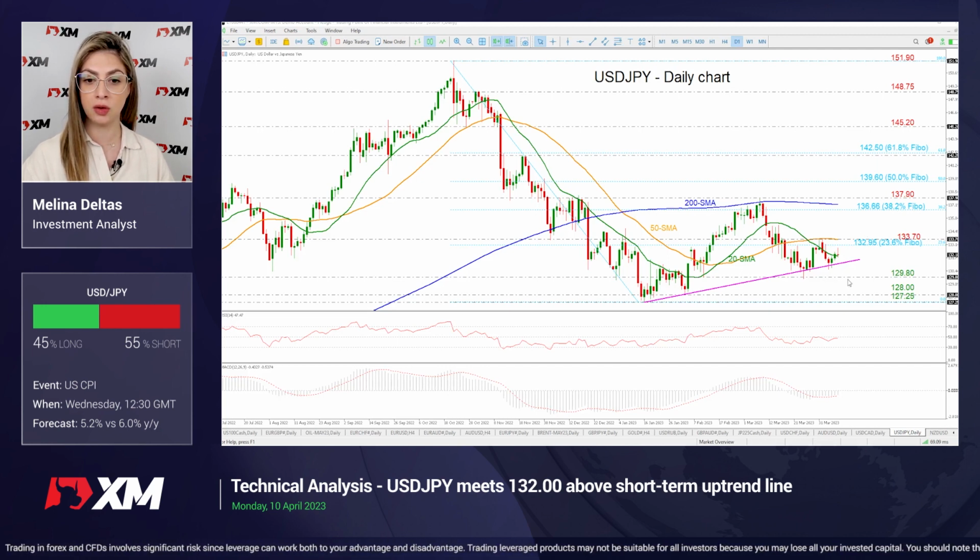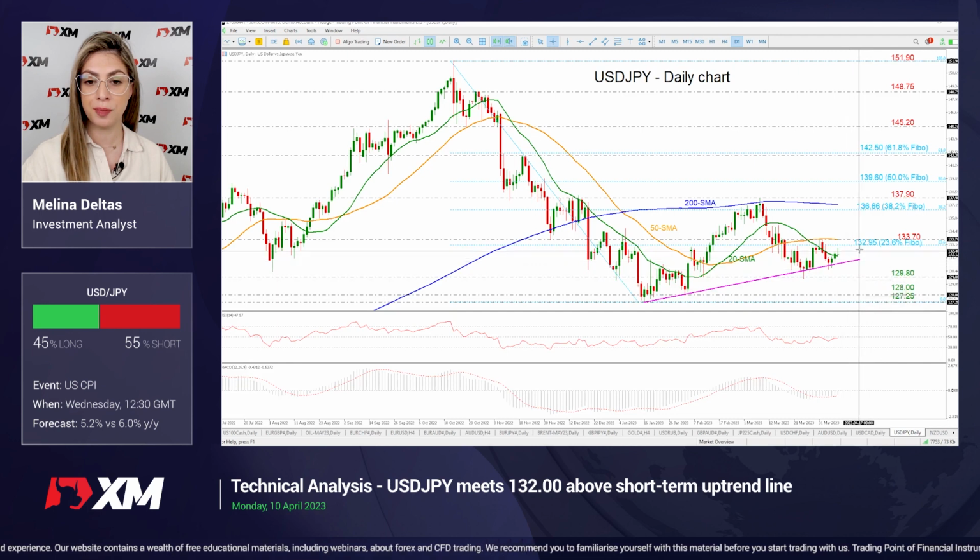So looking at the dollar again, we can see that the price is struggling to remain above the 132 psychological number and the 20-day SMA. If the price moves lower, it may hit again this short-term uptrend line around the 131.30 support. Even lower, the price may move towards the 129.18 barrier, and it may change the outlook to bearish, meeting the 128 psychological mark.